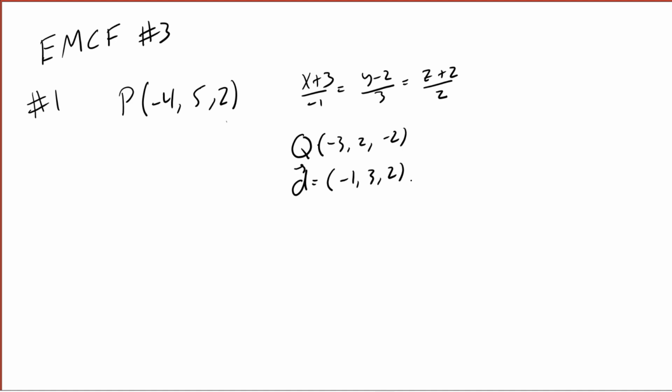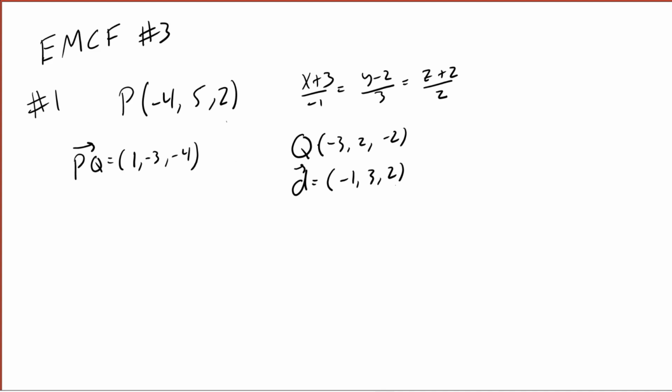the plane. So this is a point on the plane, and this is a vector on the plane. I need one more vector on the plane, and the way I do that is by doing the vector PQ. So what is this? This is -3 minus -4, that's 1. 2 minus 5, that's -3. -2 minus 2, that's -4. So this is a vector in the plane, and this is also a vector in the plane.